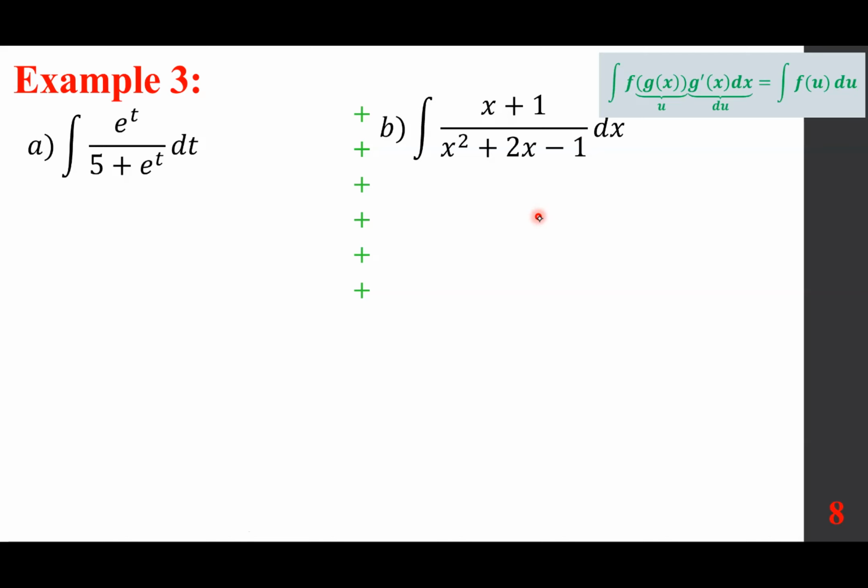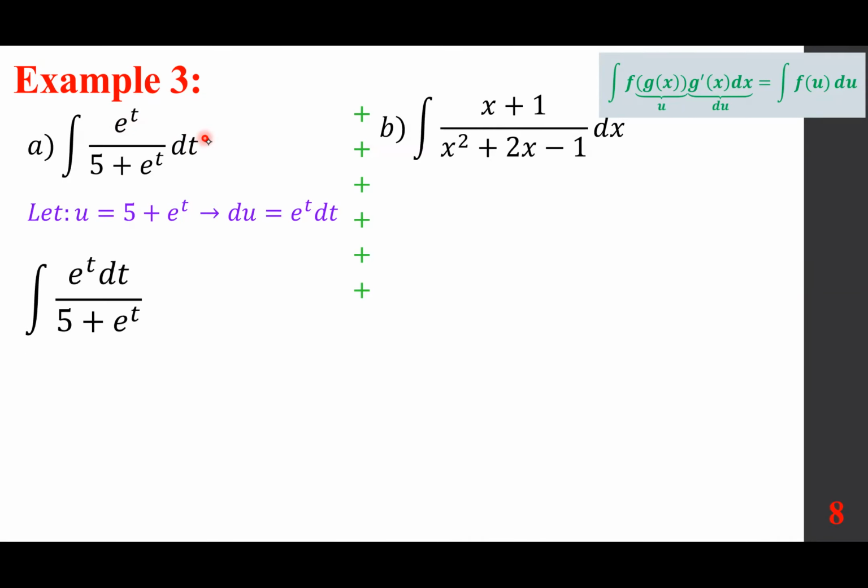If we cannot, normally the choice of u is the denominator. So for this one, if you choose u to be 5 plus e to the power of t, clearly du is e to the power of t dt. To make sure we understand what we are doing, I'm going to put the dt next to e to the power of t. It makes no difference.